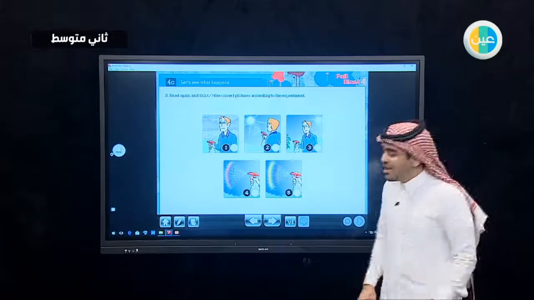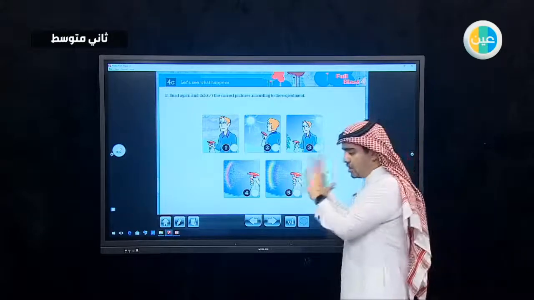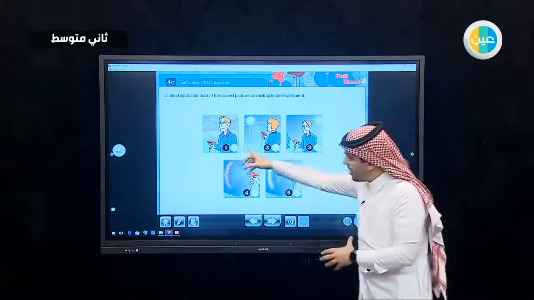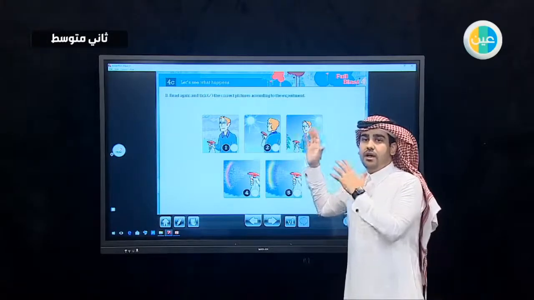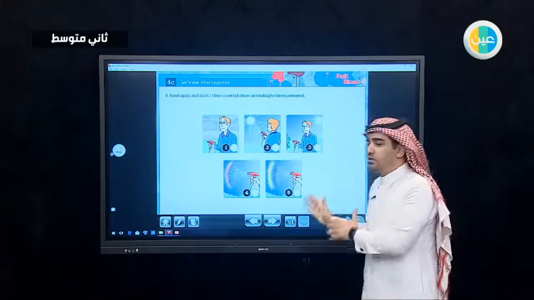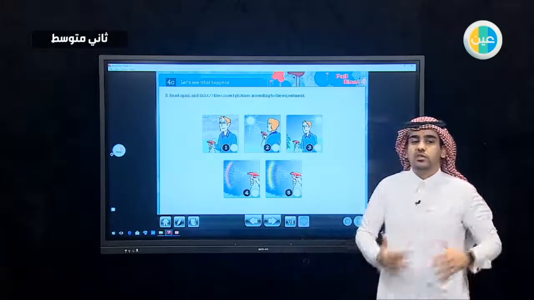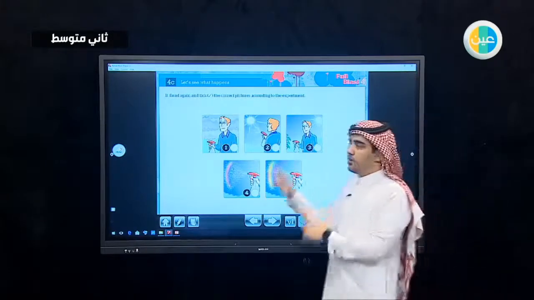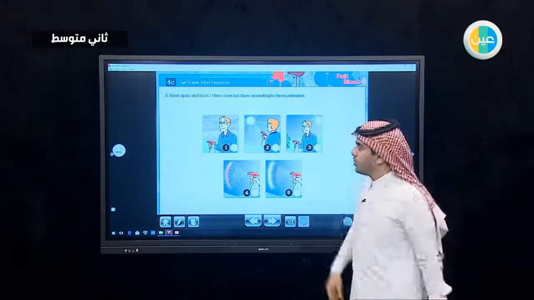Okay, so now you are going to look at each picture and see if this man is doing the steps the correct way. What is he doing? Is he doing it right? Is he doing it wrong? What's wrong with what he's doing? Okay, so let's take a look at number 1, for example. We will do this one together.